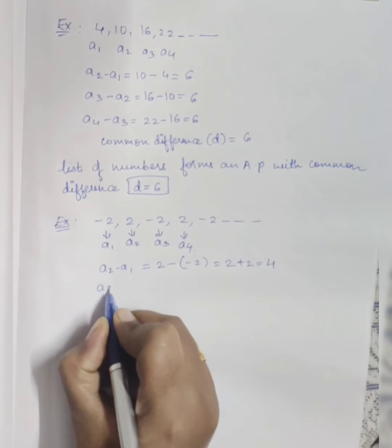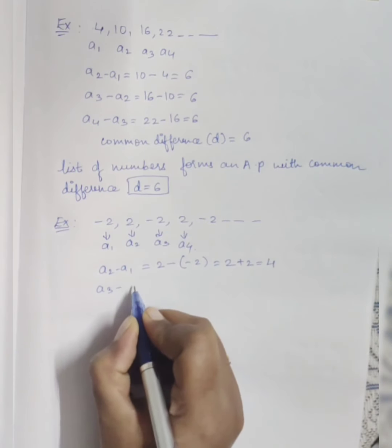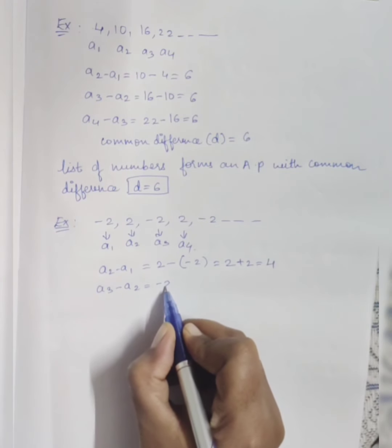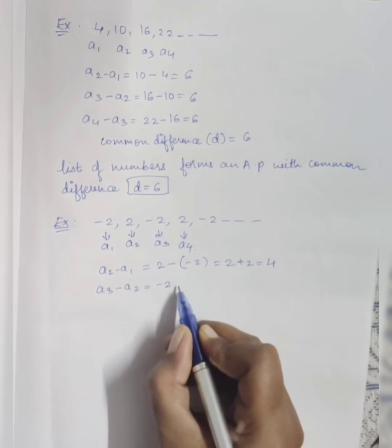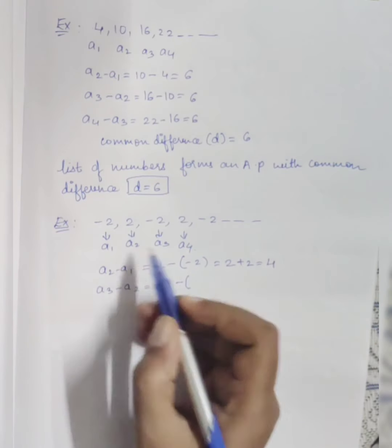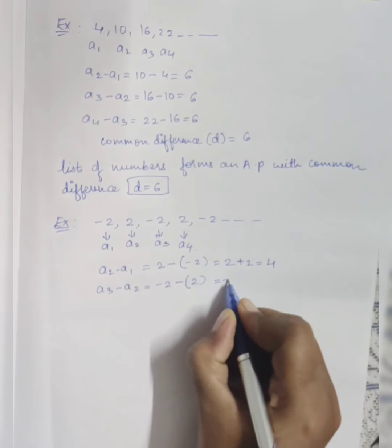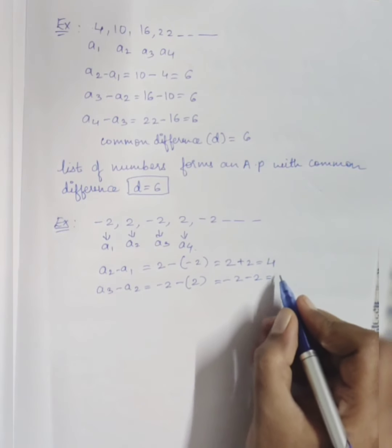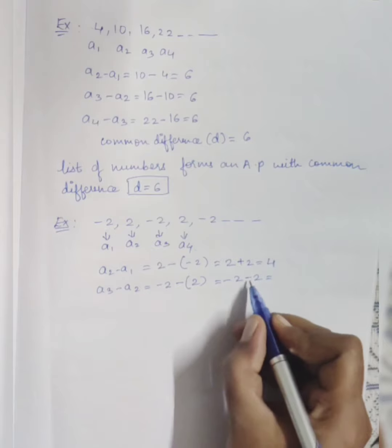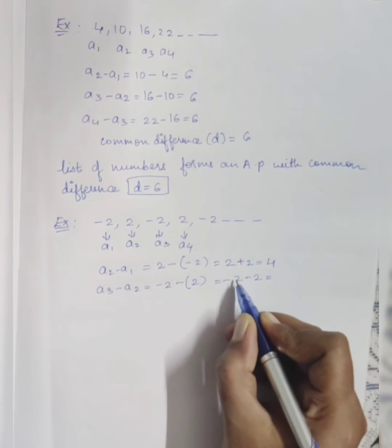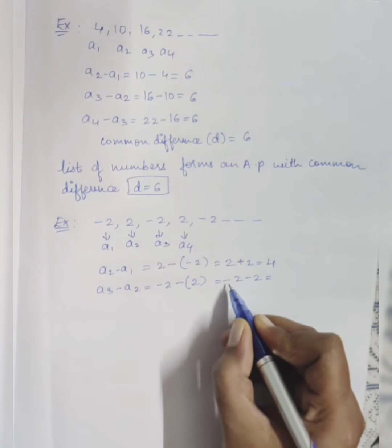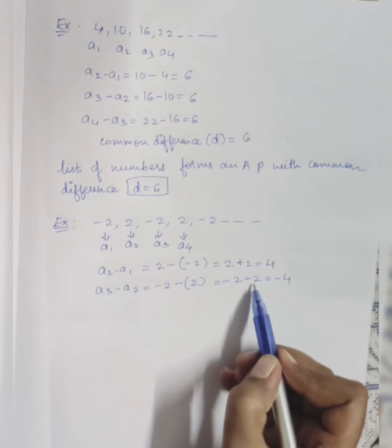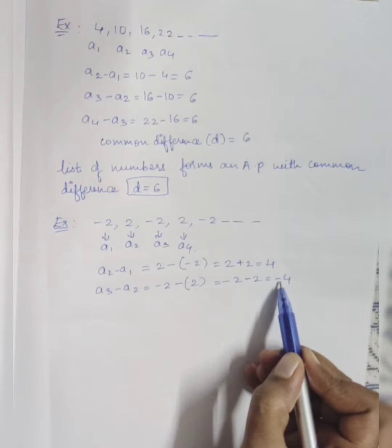Next is A3 minus A2. What is A3? A3 is minus 2. Then the minus sign as it is, and the next A2 is 2. So minus 2, then minus 2. When both the signs are minus, the numbers get added but the sign remains minus. So we add 2 plus 2, but the sign remains minus: minus 4.